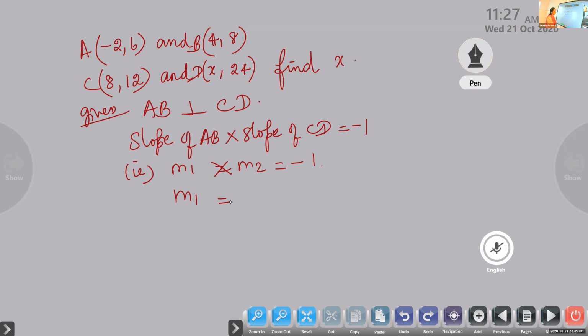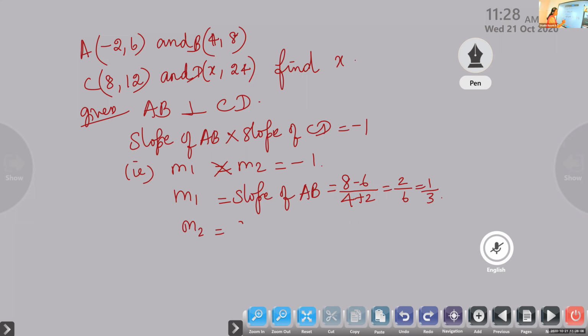So find out what is M1. M1 is slope of AB. Emmanuel, can you give the slope? Slope of AB is Y2 minus Y1 by X2 minus X1, that is 4 plus 2, so we'll get 2 by 6, which is 1 by 3.